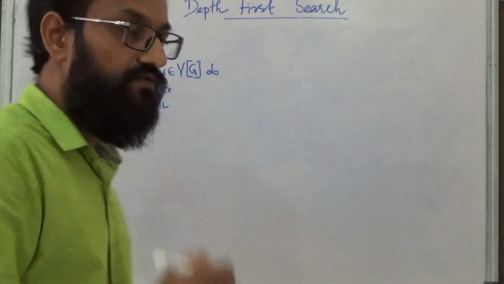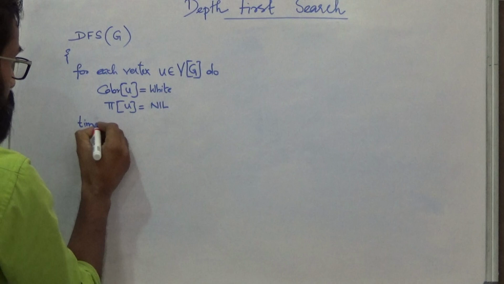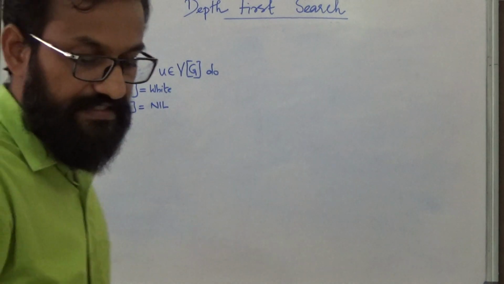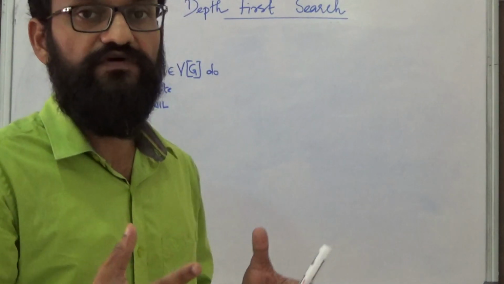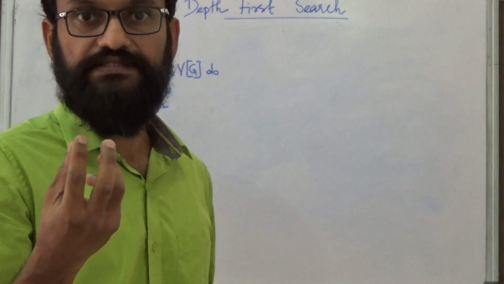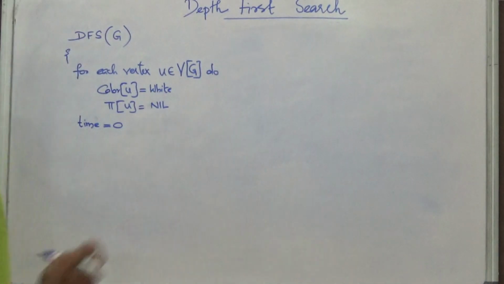Then as I said, you have to set the global variable time. Time will be set as 0. What is the next step? Out of the given set of vertices, you can select any one of the white vertex and start traversal or start the visit operation.